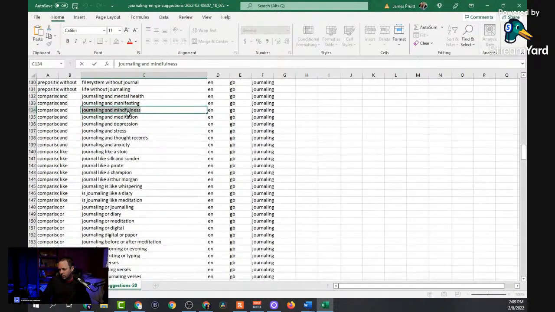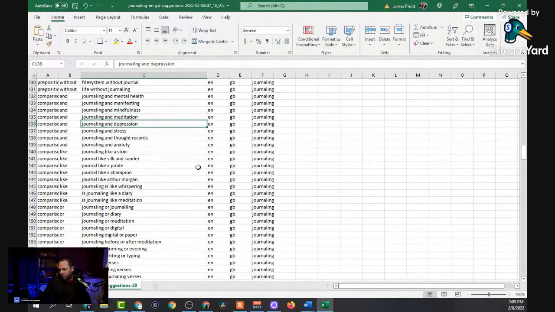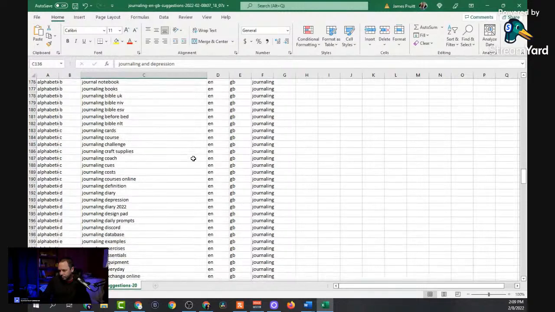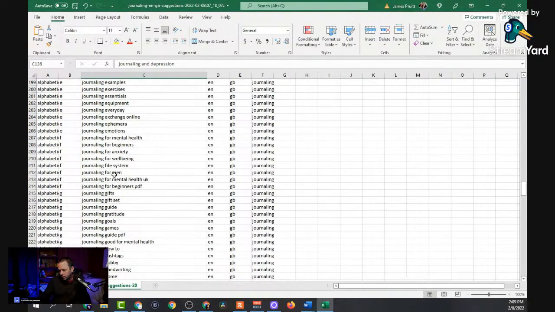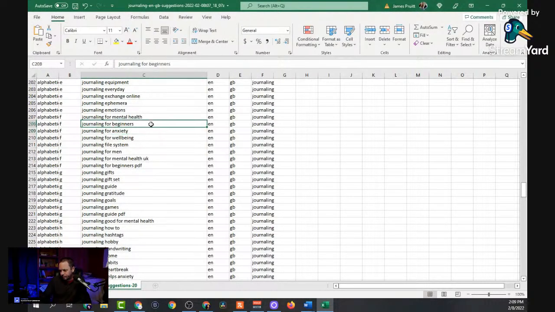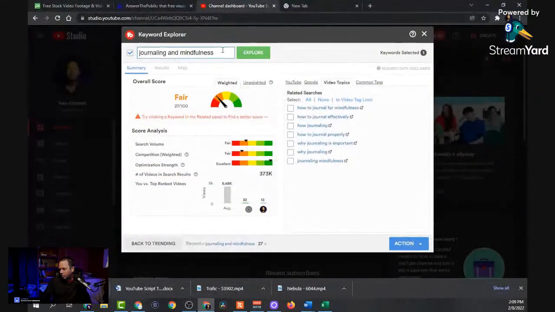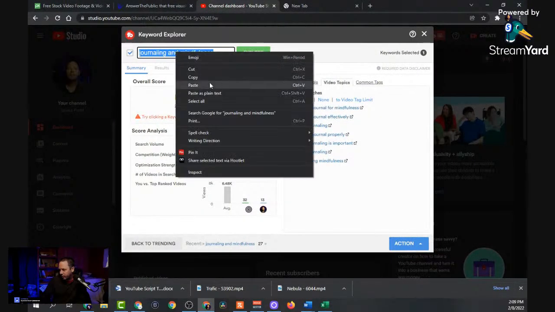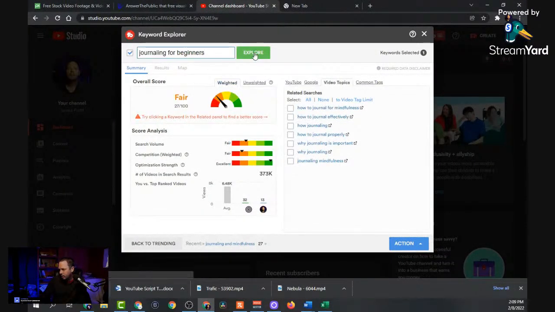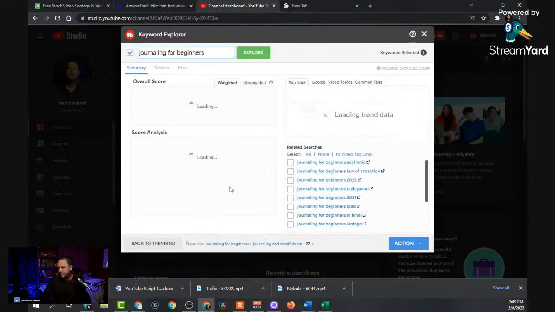So we're going to continue looking, though. Journaling and meditation, journaling and depression. Let's see. We can continue going. Journaling for emotions, journaling for mental health, journaling for beginners. That's a good one. Copy. And this is just like keyword phrases, and then I can add more to it to make it more user friendly. Let's explore that one. Journaling for beginners.